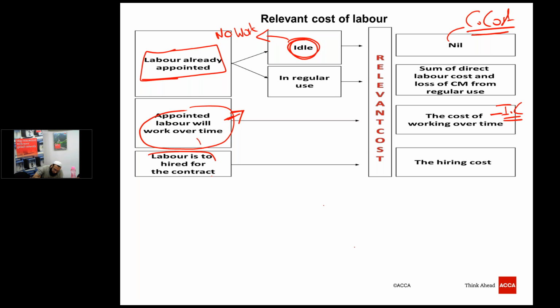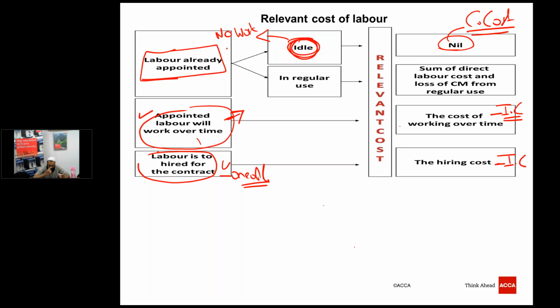Next, if you are appointing labor specifically for the one-off contract, then the hiring cost will be incremental cost. Are you getting my point? So if working overtime, overtime cost, incremental cost. If you are specifically hiring, hiring cost will be incremental cost. If your labor is appointed, doesn't have any work, and you are using that labor for the one-off contract, then the relevant cost will be nil.